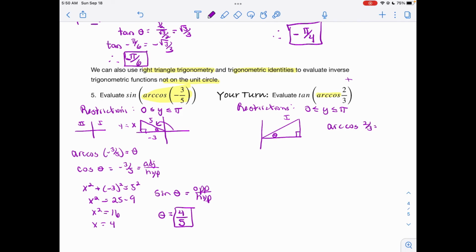Now it was given the arc cosine of 2/3, I'm going to let that equal theta. So therefore cosine of theta is going to be 2/3. And so cosine is adjacent over hypotenuse. So I'm going to label my right triangle's adjacent side with 2 and hypotenuse of 3. And then I'm going to find the missing side of my right triangle using the Pythagorean theorem. So we've got x squared plus 2 squared is equal to 3 squared. So x squared equals 9 minus 4. x squared equals 5. So x is equal to plus or minus the square root of 5. And since I'm in quadrant 1, I'm going to use the positive. So x is going to be equal to positive square root of 5.